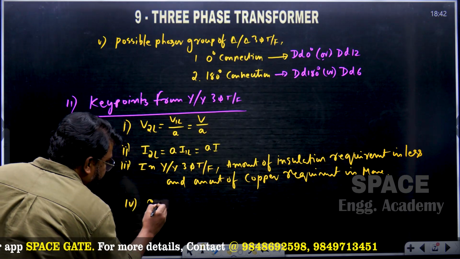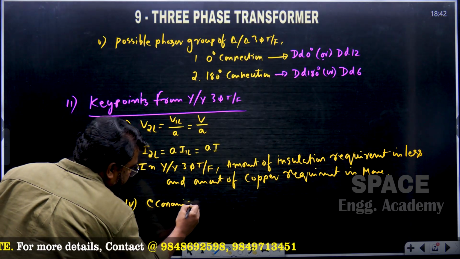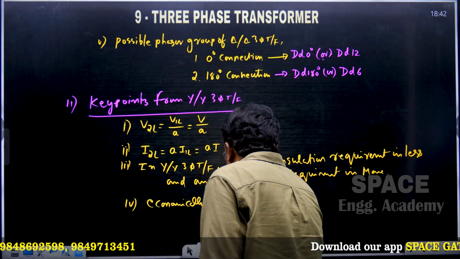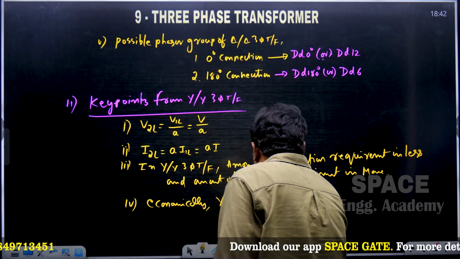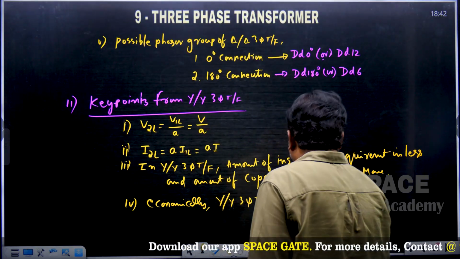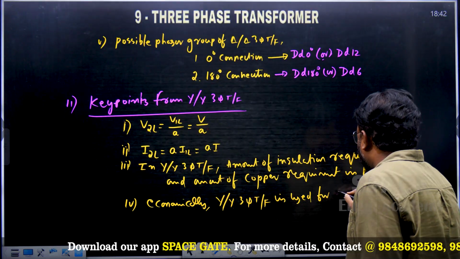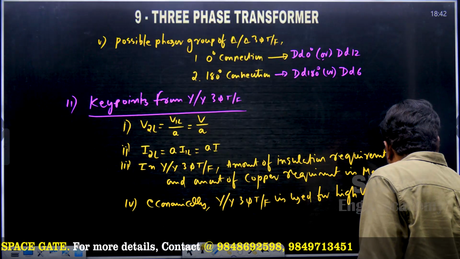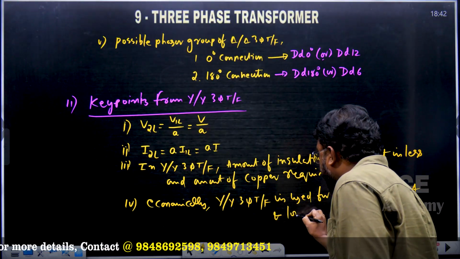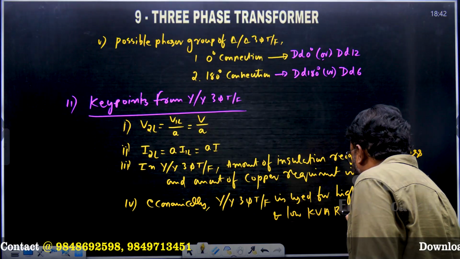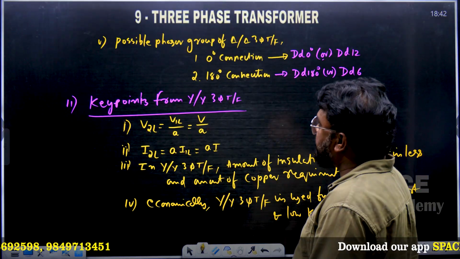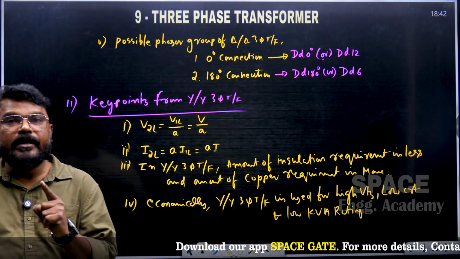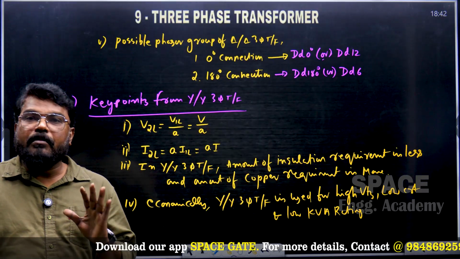సో ఎకనామికలీ, సో దిస్ ఎకనామికల్ పాయింట్ ఆఫ్ వ్యూ, the star 3-phase transformer is used for high voltage, low current and low KVA rating applications, high voltage and low KVA rating applications point of view. And in star transformer, tertiary winding is used to make the EMF sinusoidal.